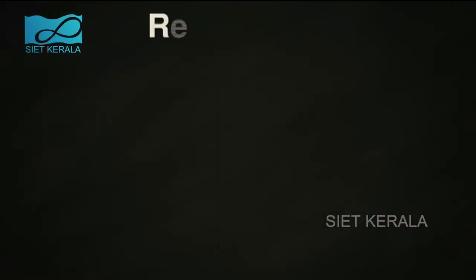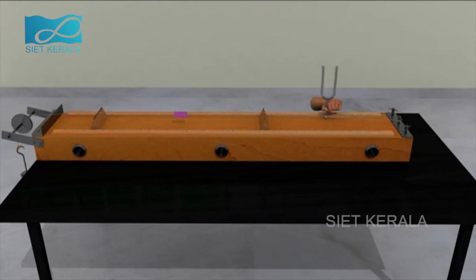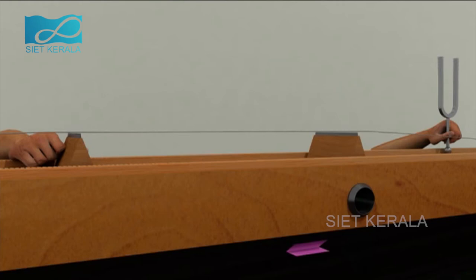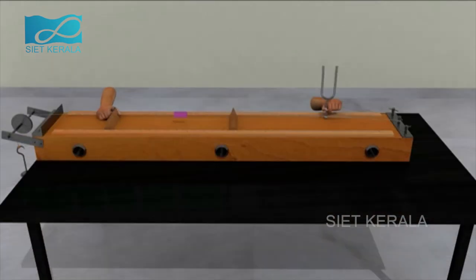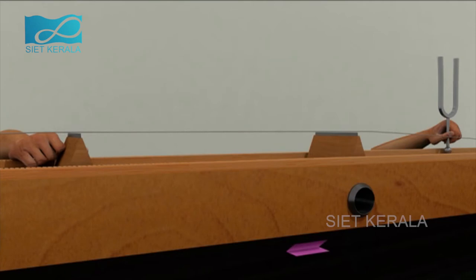Now let's see resonance. When the natural frequency of an object in vibration is equal to the frequency of the object forcing it to vibrate, then the two objects are said to be in resonance. The stem of a vibrating tuning fork is placed on the sonometer. The length of bridge between strings are adjusted. A folded piece of paper placed on the string vibrates, and when a particular length of bridge is attained, it flies off. This happens when the amplitude of vibrating string becomes maximum. The intensity of sound also increases and becomes maximum. The increase in amplitude increases the sound.